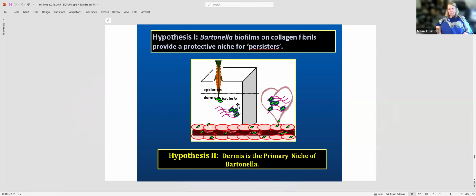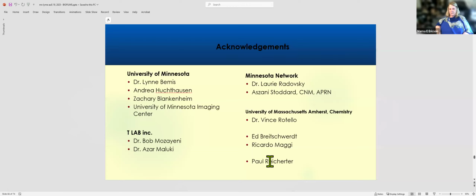This is the primary home for the sleeping bacteria, the sleeping Bartonella. And there are other, much more intricate scientific works that have shown that as well. These are just some of our pals that we've worked with.